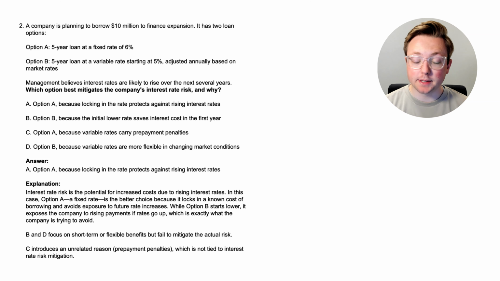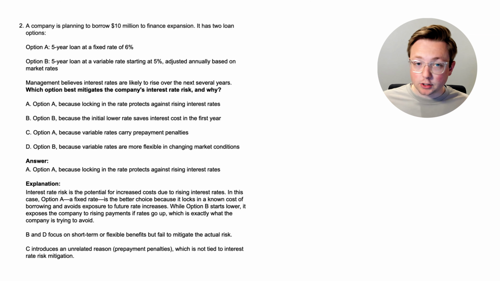Interest rate risk is the potential for increased costs due to rising interest rates. In this case, option A, a fixed rate, is the better choice because it locks in a known cost of borrowing and avoids exposure to future rate increases. While option B starts lower, it exposes the company to rising payments if rates go up, which is exactly what the company is trying to avoid. B and D focus on short-term or flexible benefits but fail to mitigate the actual risk. And then option C introduces an unrelated reason, prepayment penalties, which is not tied to interest rate risk mitigation.